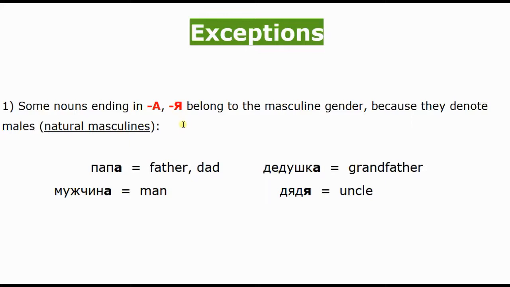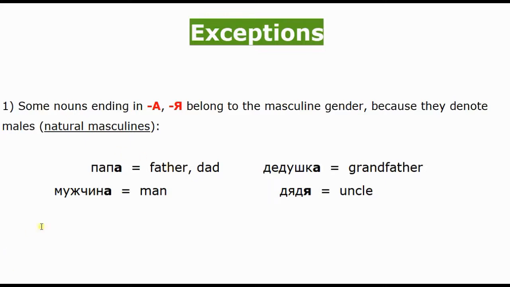And it all comes from the meaning that these nouns provide. So when these nouns mean some notion that represents the natural masculines, like they denote males, these nouns can belong to the masculine gender. I'll give you some examples. We have here папа, ending in а, but it is of the masculine gender because it means father and dad, so you can select somebody meaning male, meaning some male notion.